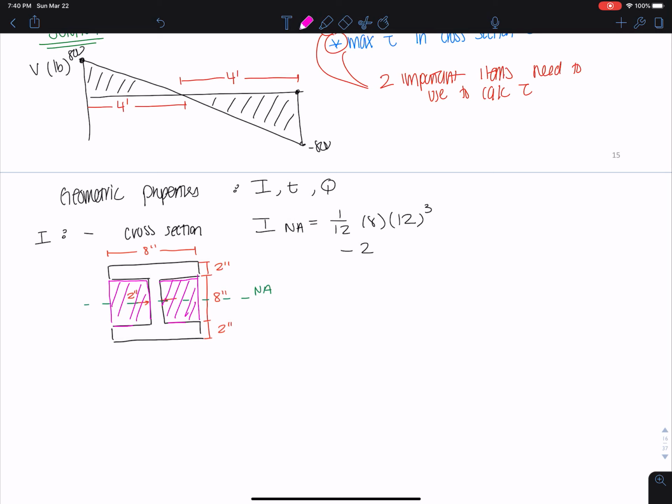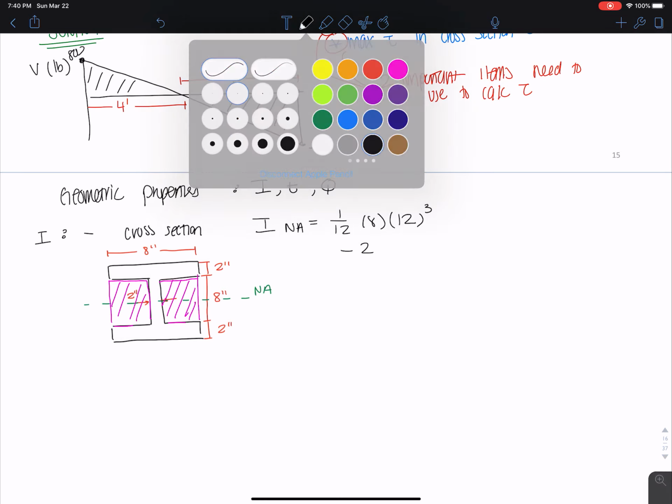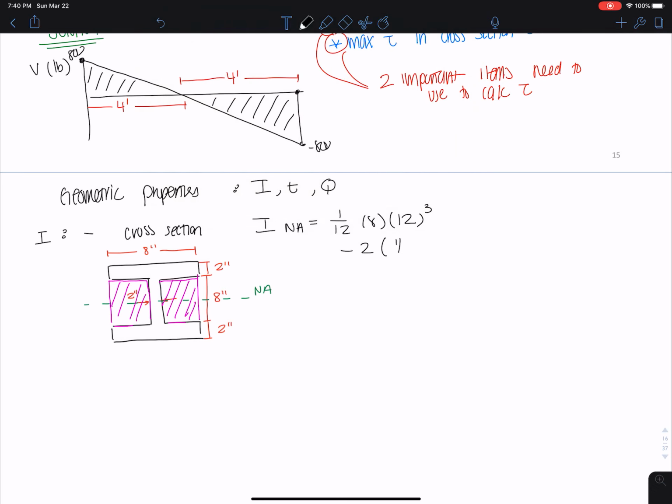Okay. Minus 2 times 1 over 12 times 3 times 8 cubed. The 8 is the height, the 3 is the width from here to here. And we get 896 inches to the 4th. So just so we all know, this is I for the holes.